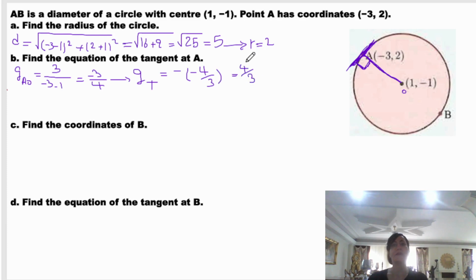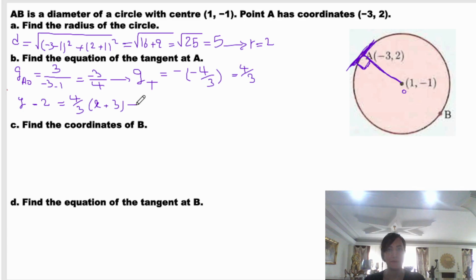Okay, I have the gradient and a point on the line, so I can write the equation of the line. I can say y minus, what's the point? Point A, minus yA, which is 2, equals 4 thirds of x minus, what's xA? It is -3. So negative negative gives me positive.